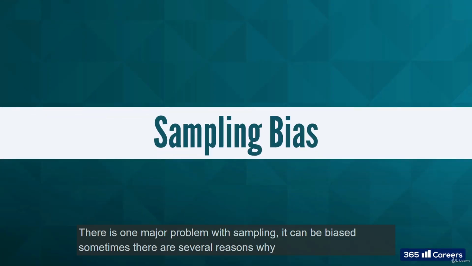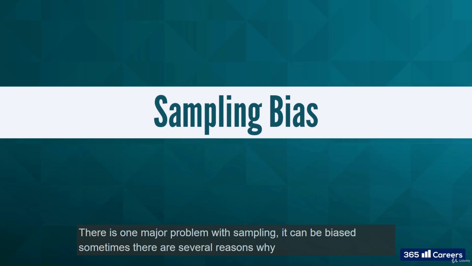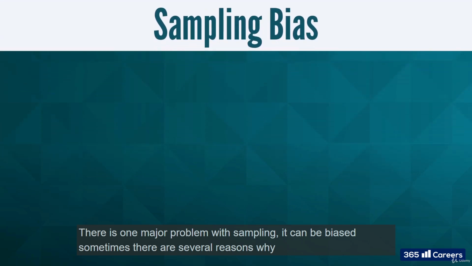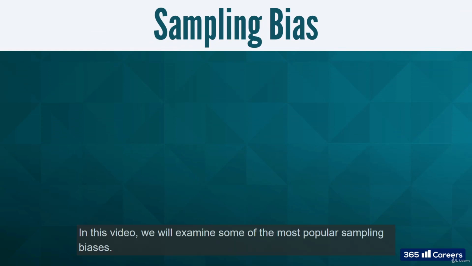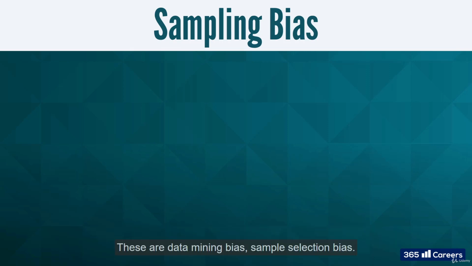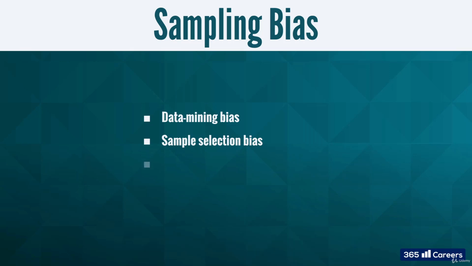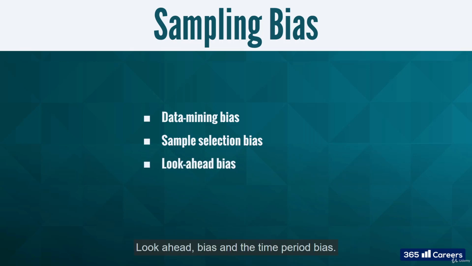There is one major problem with sampling. It can be biased, sometimes. There are several reasons why this happens in practice. In this video, we will examine some of the most popular sampling biases. These are data mining bias, sample selection bias, look-ahead bias, and the time period bias.